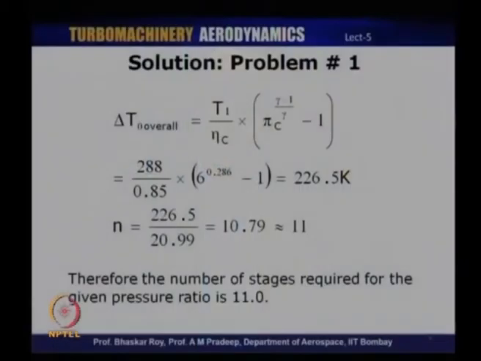So, what we get is the ΔT0 overall as T1 by efficiency. Basically, this comes from efficiency being equal to ΔT0 isentropic divided by ΔT0 overall. ΔT0 isentropic is also equal to T1 into (π_c, the compressor pressure ratio, raised to (γ minus 1) by γ, minus 1). So, overall temperature rise is T1 by isentropic efficiency multiplied by (π_c raised to (γ minus 1) by γ, minus 1). If you substitute all these values, we get ΔT0 overall as 226.5 Kelvin. So, this is the total temperature rise taking place across the whole compressor if it is developing a pressure ratio of 6.